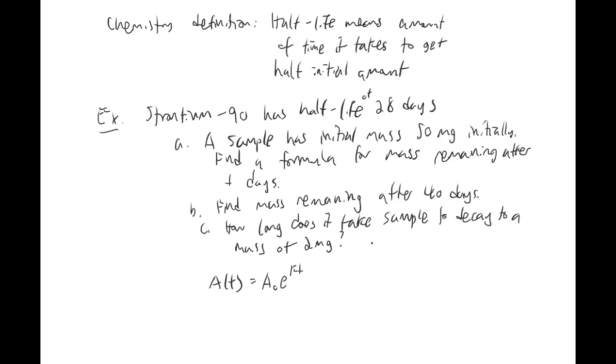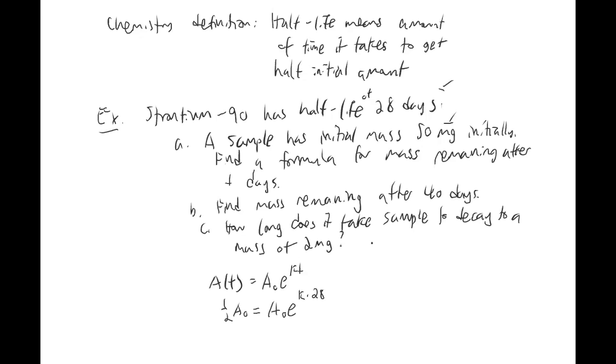kt. Now, question, even if they didn't tell you the initial mass was 50, you can actually find k just from the top, right? Because what does half-life mean? It's the time where you have, so it takes 28 days to get half the initial amount, right? So when t is 28, what's A of 28? It's 1/2 A naught, right? Everyone agree? Because A naught's the initial amount.